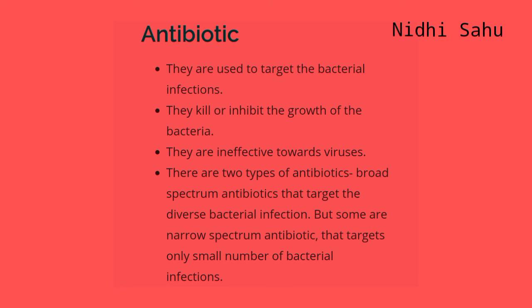Antibiotics. They are used to target bacterial infection. They kill or inhibit the growth of the bacteria. They are ineffective towards viruses. There are two types of antibiotics: broad spectrum antibiotics that target diverse bacterial infections, but some are narrow spectrum antibiotics that target only a small number of bacterial infections.